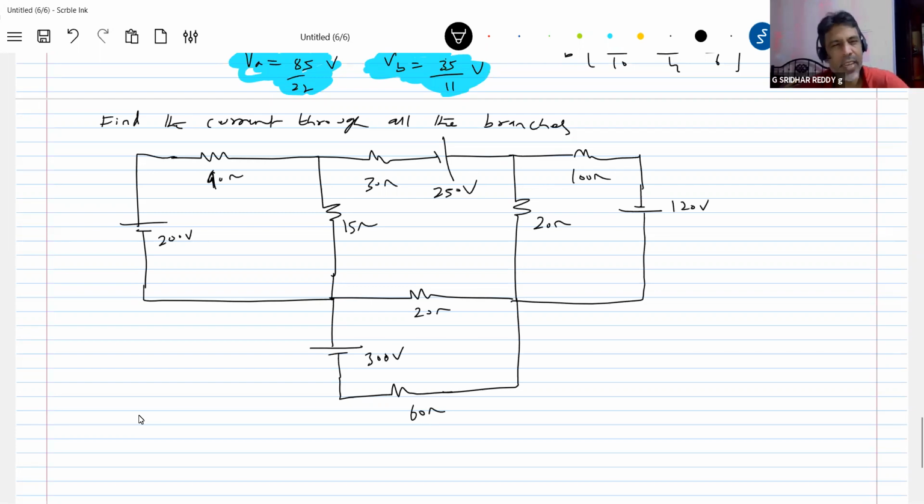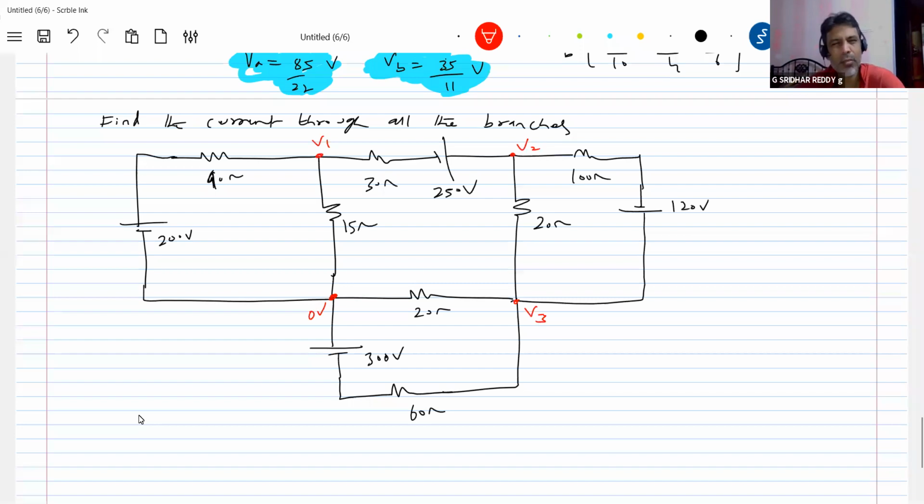Can we define any zero potential? Again, the basic condition: can we define any zero potential? Yes, we can. So I'll begin with this one. Let it be 0 volt. Potential at these points, let it be V1, V2, V3. I think this will be sufficient, no? If we can find these out, we can easily get the current in all the branches.